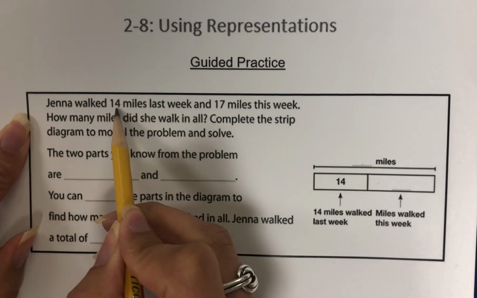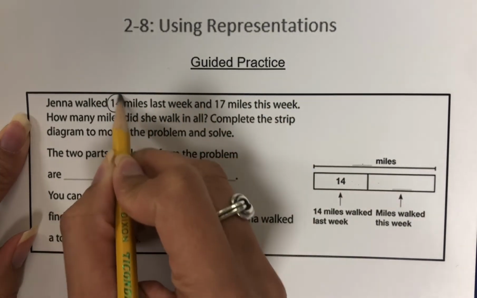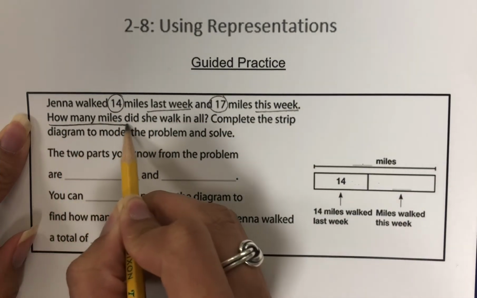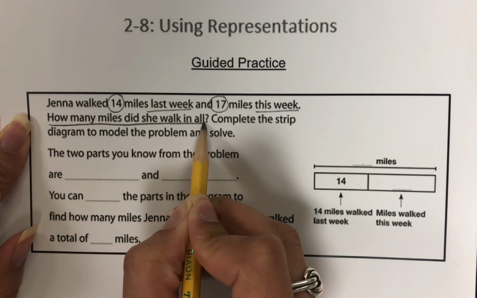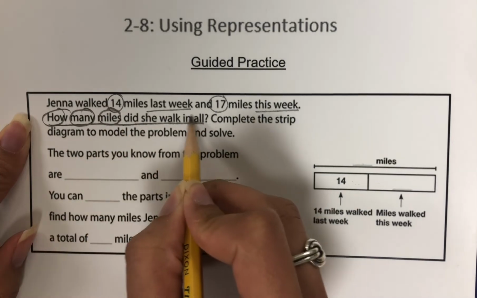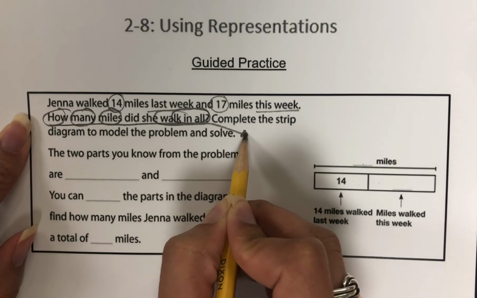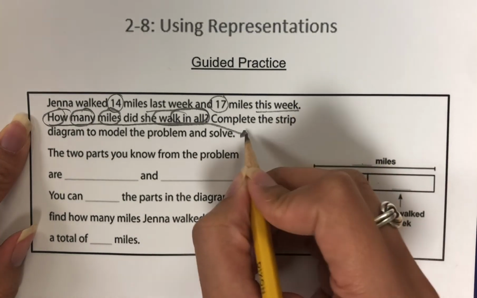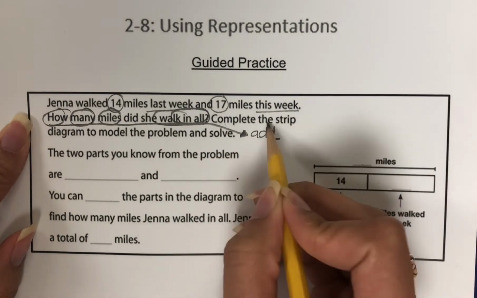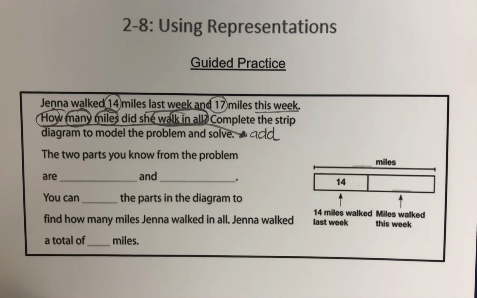So let's take a look at this problem right here. Jenna walked 14 miles last week and 17 miles this week. How many miles did she walk in all? That is the question. We want to know how many miles did she walk in all? And that in all right here is a key word or a key phrase that tells us to add. Complete the strip diagram model to show the problem and solve it.